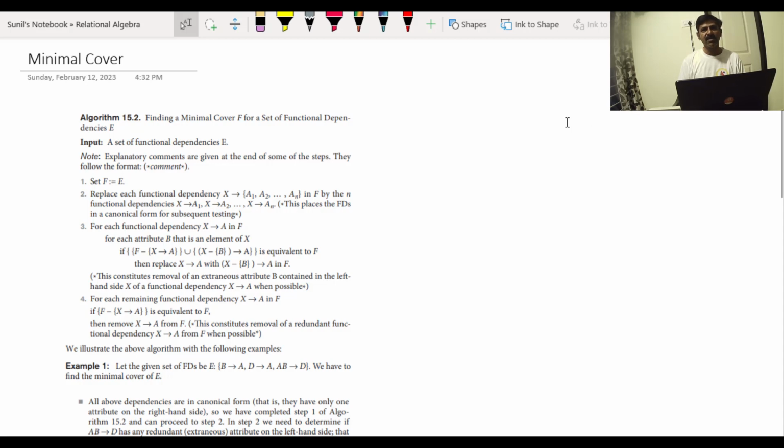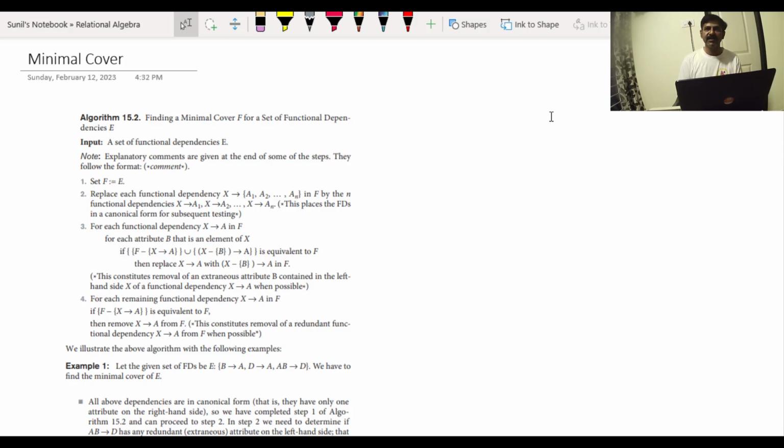So what is this minimal cover? In my previous video, I explained what a cover is. A cover is basically a set of functional dependencies F from which, if you can deduce the functional dependencies of another set E, then we say F covers E. But while doing so, we need to make use of a minimal set of functional dependencies. So given a set of functional dependencies, is it possible to minimize the number of functional dependencies to find a cover? That's the problem scenario here.